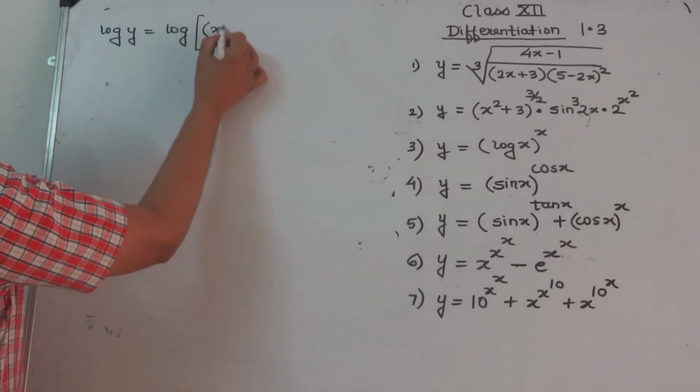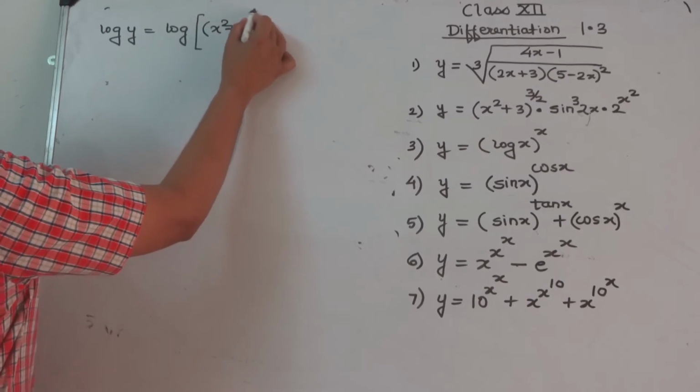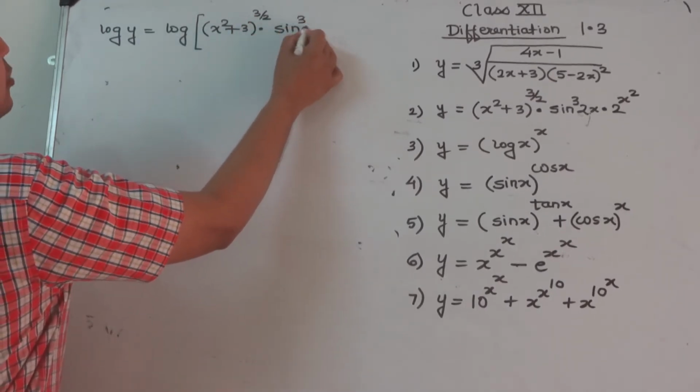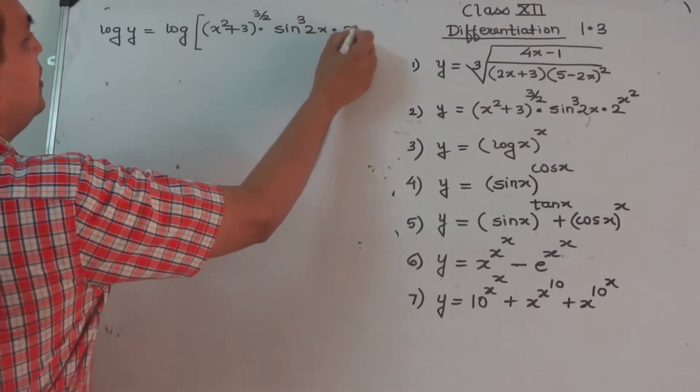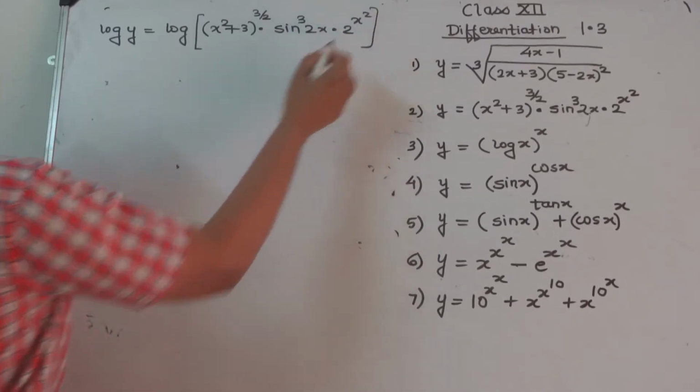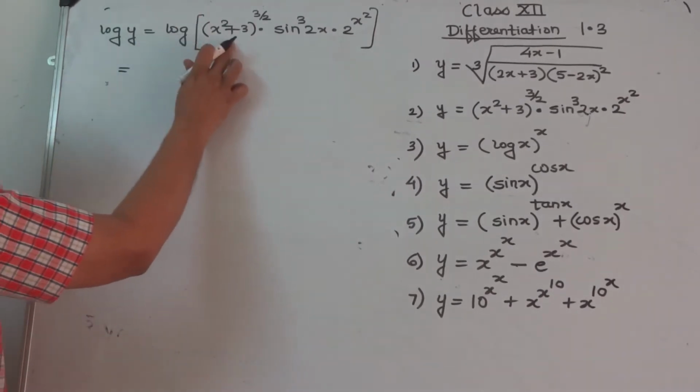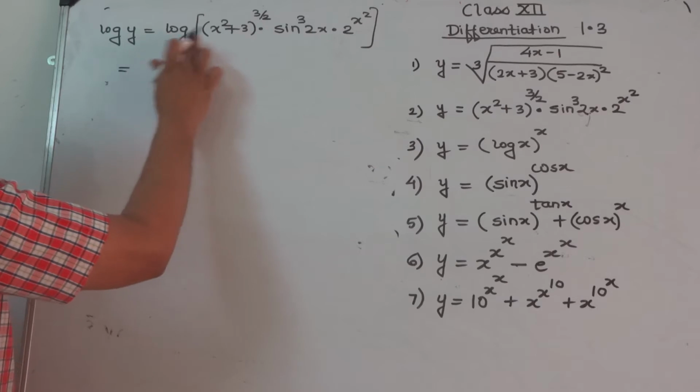Complete term is x square plus 3 to the power 3 by 2 into sine cube of 2x into 2 raised to x square. Now when we use formula of logarithm, log of a into b into c is log a.